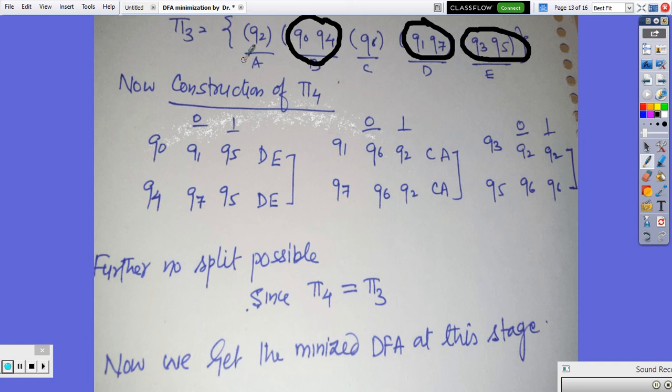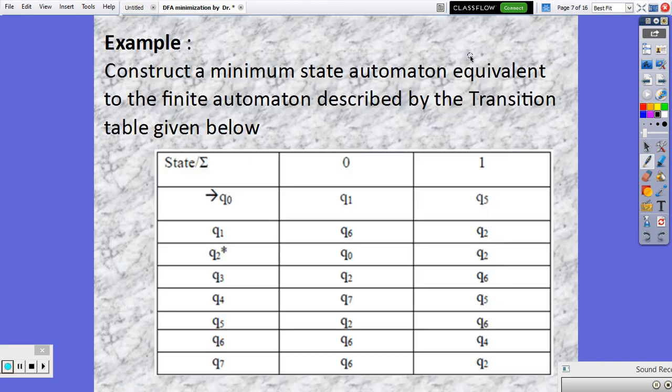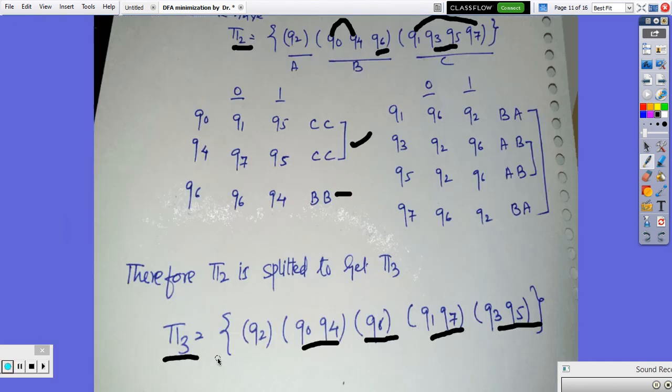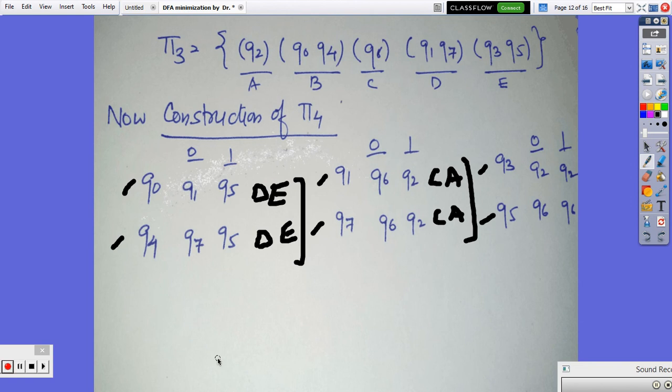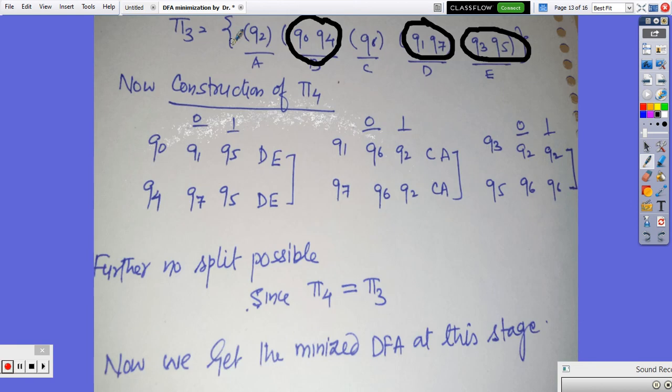So actually now we are having 1, 2, 3, 4, 5 states in our DFA. In the DFA which was given in our question, let us have a look. This is the DFA given to us: 0, 1, 2, 3, 4, 5, 6, 7, 8. We are having 8 states in the given DFA, but when we minimize it, we find that now we have only 5 states. So we'll make a transition table for the new DFA.